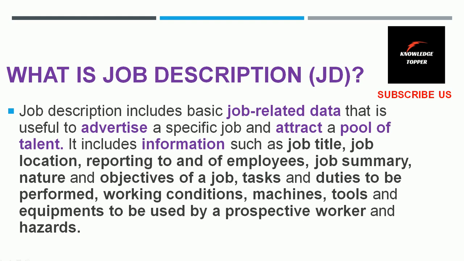As written on your screen, a job description includes basic job-related data that is useful to advertise a particular job and to attract a pool of talent. It includes information such as job title, job location, reporting to, job summary, nature and objective of a job, tasks and duties to be performed, working conditions, machines, tools and equipment to be used by a prospective worker, and hazards. So all of these are included in a particular job description.